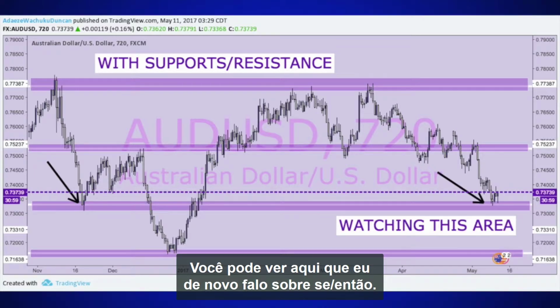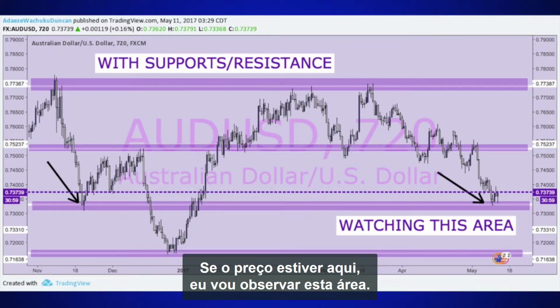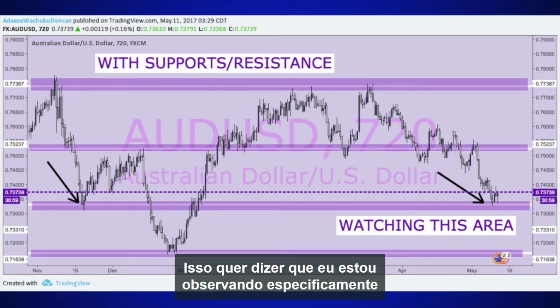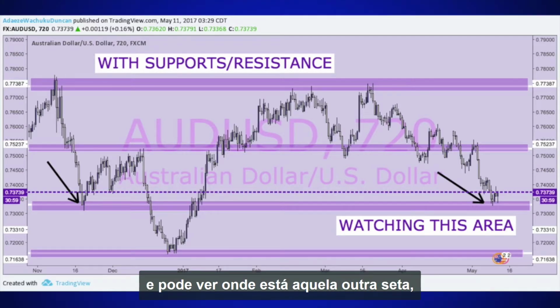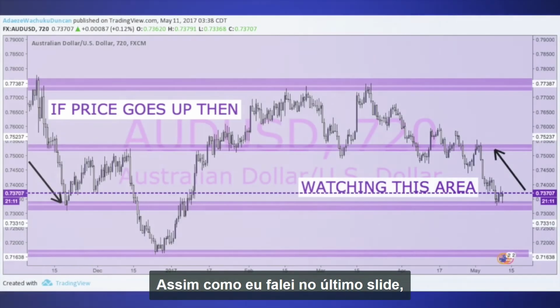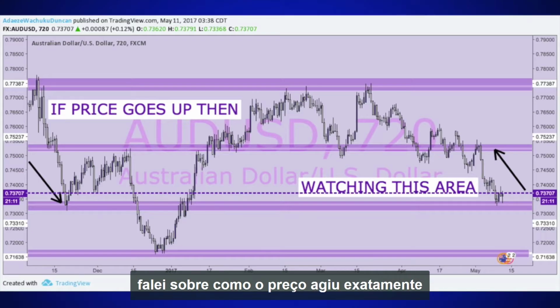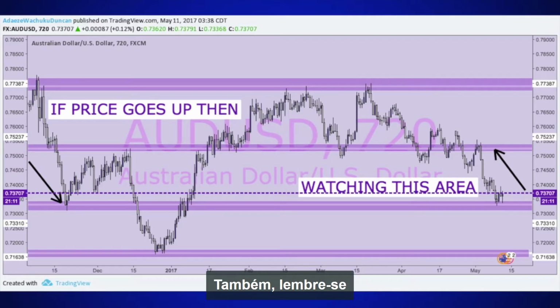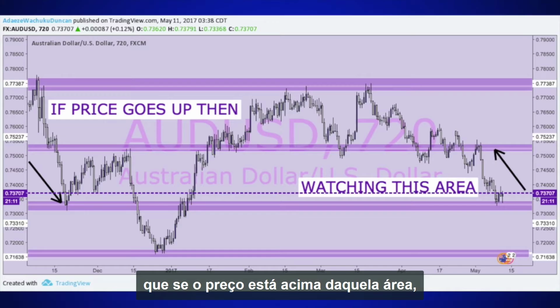You can see in this slide, again, I talk about if-then. If price is here, then I will be watching for this area. You see how it says I'm watching this area? That actually means I am looking specifically at this area to see what price did in the past. And as you see where that other arrow is pointed, you see how price came down and turned around. Just as I said in the last slide, price did exactly what it did in the past. You want to be looking for what price has done in the past to get an idea of what it could do in the future. Okay. Also keep in mind that if price is above that area, then you want to be more partial to looking for buys. If price is below, then you want to be more partial to looking for sells.